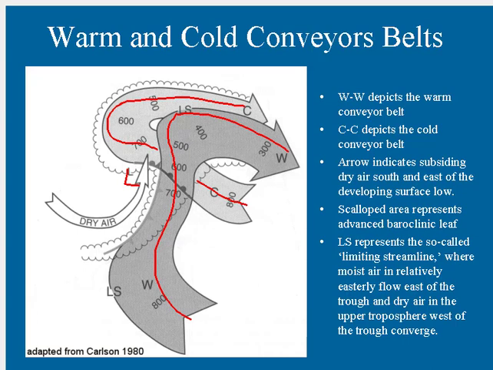This cold conveyor belt becomes a crucial factor to a satellite meteorologist in that we look for this mid to lower cloud deck pushing out around the developing low to identify an important phase in cyclogenesis.